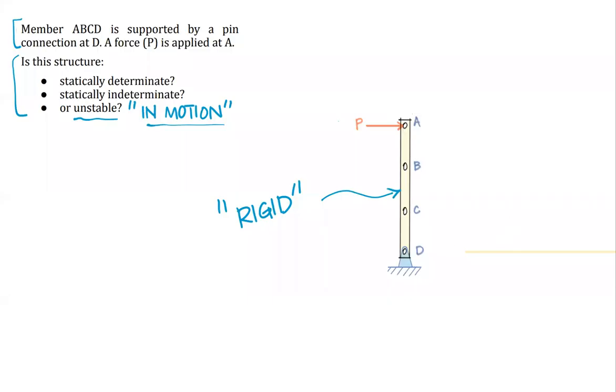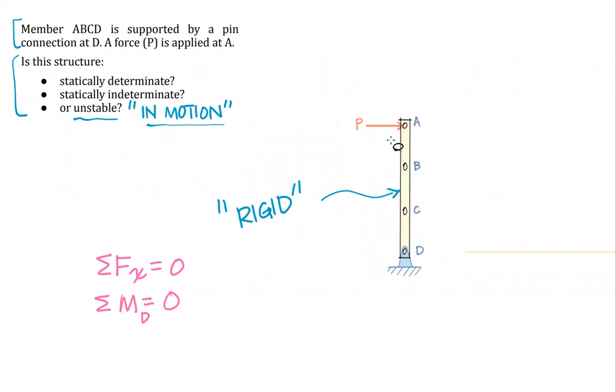How do we know that mathematically? Summation of forces in the x direction is equal to zero. Summation of moments about any axis coming out of the page, the z-axis, is equal to zero. And I think summing those moments about D is going to give us the most information in this particular problem.